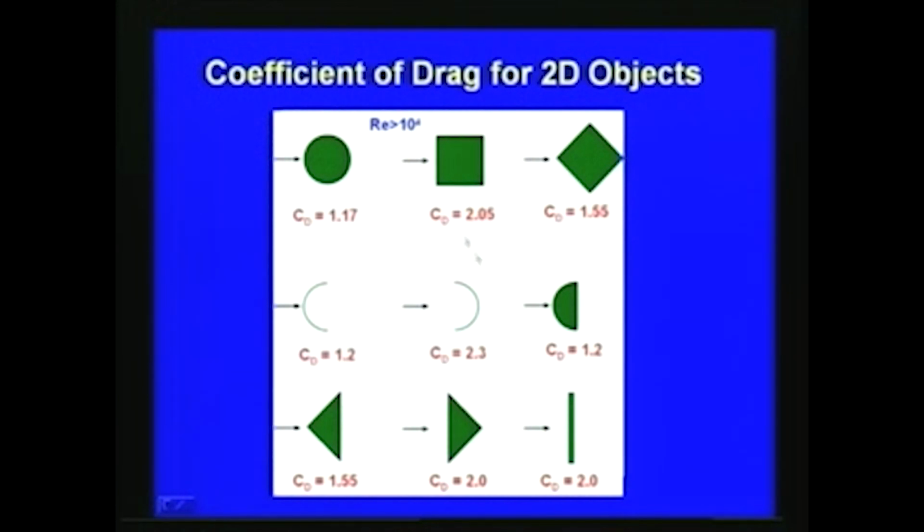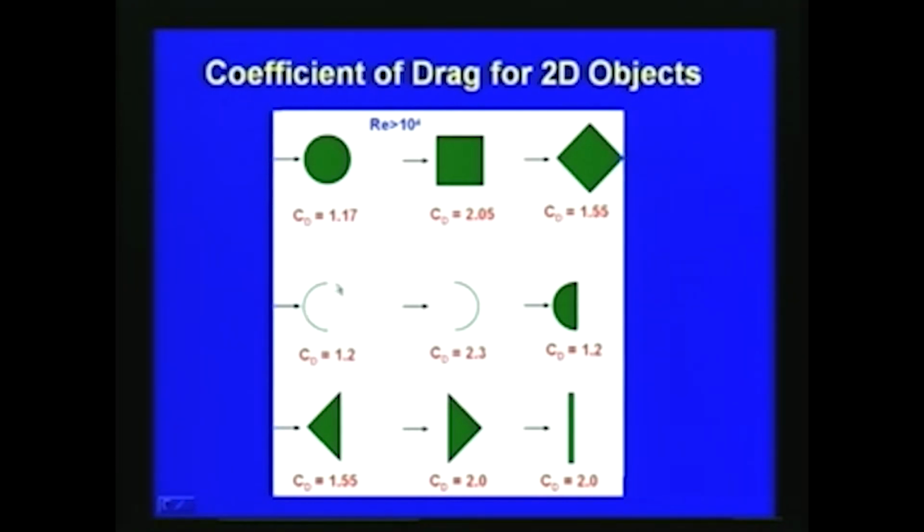So, finally, here as far as drag is concerned, as we discussed the coefficient of drag, if we consider two dimensional objects, we can see here, for example, when the Reynolds number is about 10 to the power 4. If you consider a circular shape, you can see the coefficient of drag is about 1.17, and for a rectangular or square shape, you can see that the coefficient of drag is 2.05, and the same if you put in this orientation, you can see that the coefficient of drag is reduced, so that is equal to about 1.55.